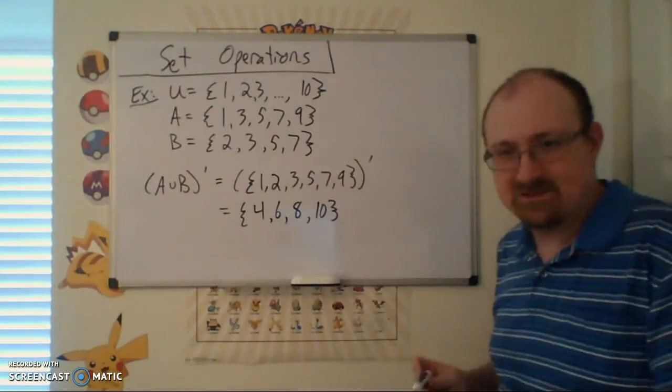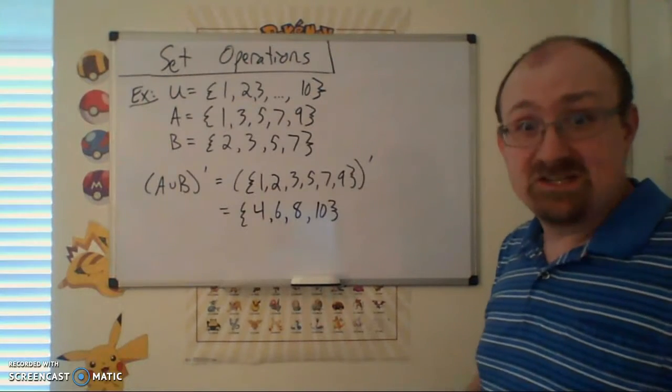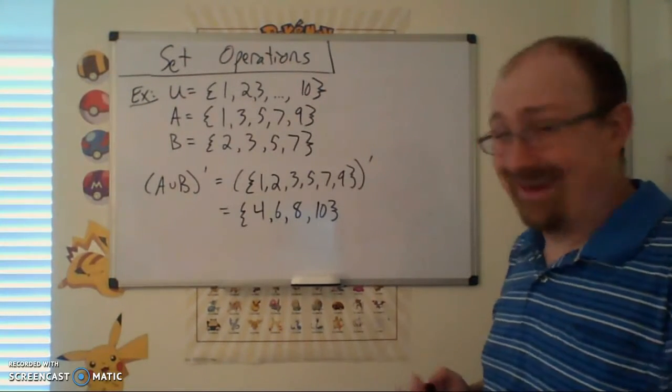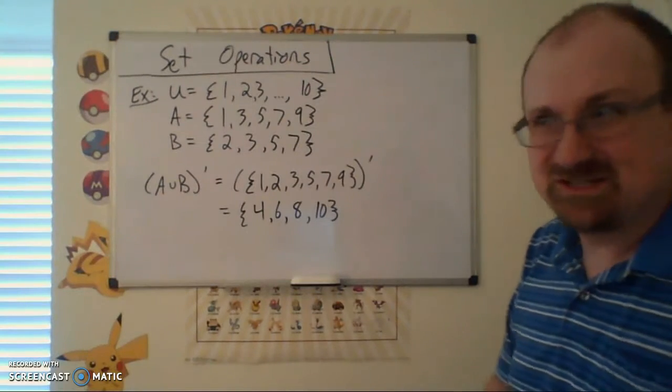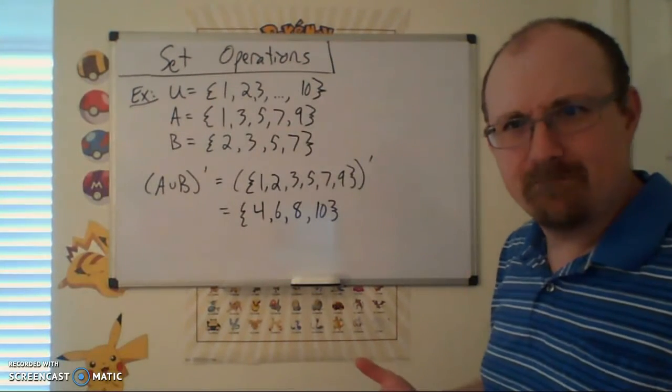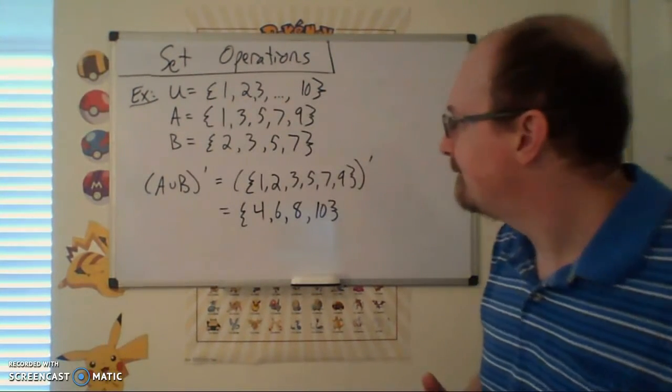So needless to say, different looking object. Before we had like everything but 2, right? Now we've got just 4 numbers instead of like 9 of them. So yeah, there's a pretty substantial difference there.